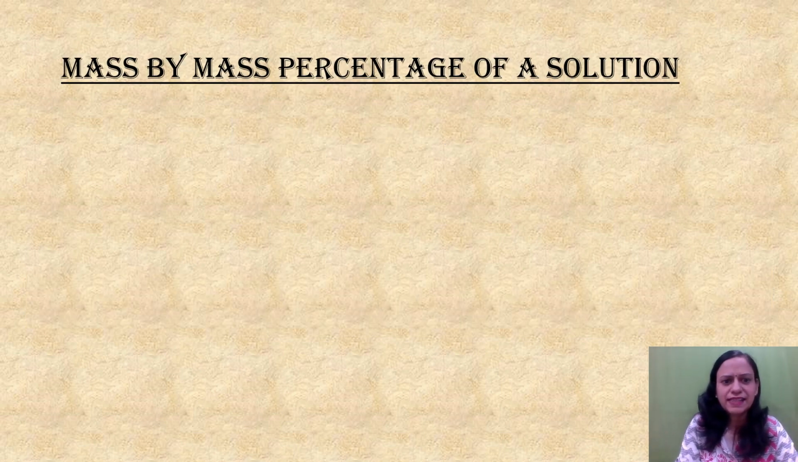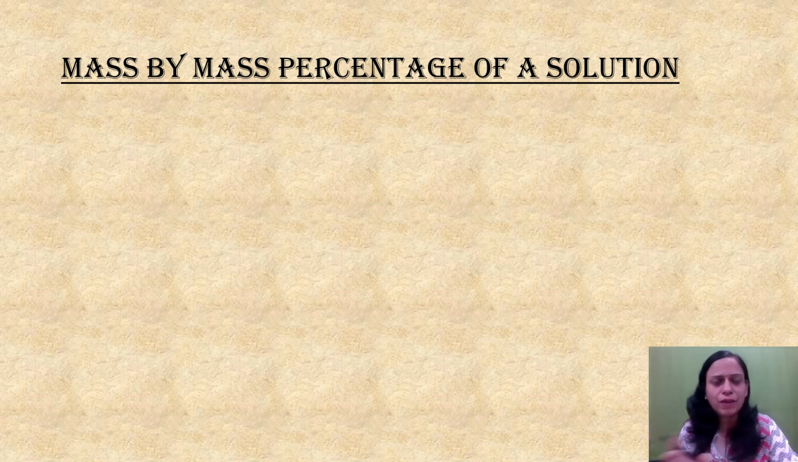So this is the first quantity that may be given to you. We call it the mass by mass percentage of a solution. Now, what is a solution? First of all, we need to understand what is meant by a solution. So, solution means when a solute is added to a solvent. So, whenever we talk of a solution, there will be two components. One will be the solute and the other one will be a solvent.